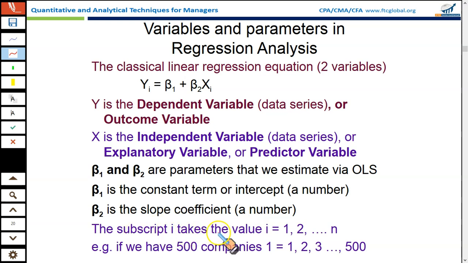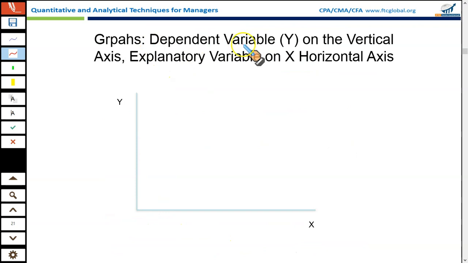And the subscript i takes the value 1 throughout, or 2, and so on. So we have 500 companies, and it would run from 1 to 500, representing each of these 500 companies we are discussing. We take the dependent variable on the y-axis, vertical axis, and explanatory variable on the x-axis.